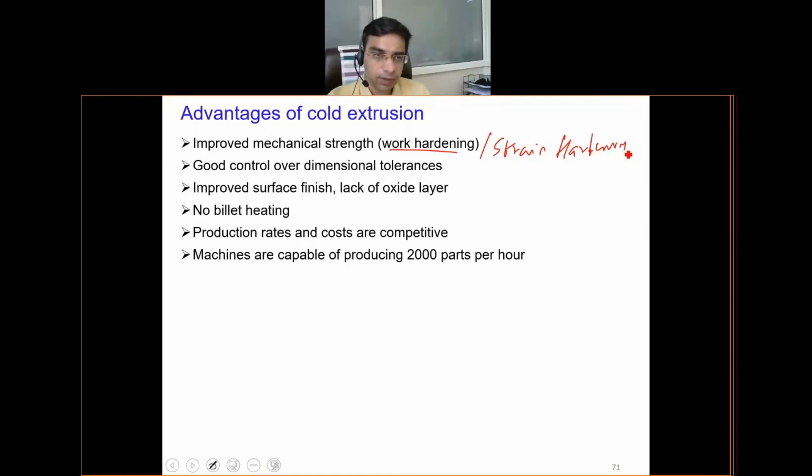Then in this case we also get good control over the dimensions of the product, since there are no additional layers of oxides being formed. So good dimensional tolerance and good surface finish is obtained. Since there is no heating of the billet, some energy is also saved. And cold extrusion processes are very cost competitive, and they are able to produce in mass production scenarios up to 2000 parts per hour.